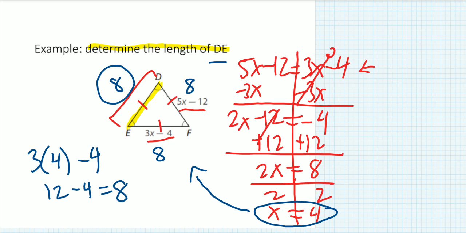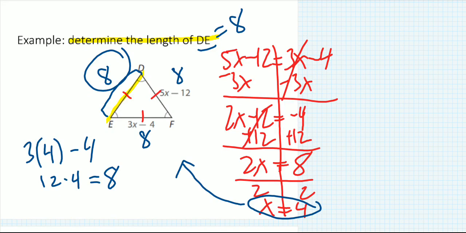Remember, the problem states determine the length of DE, which we just realized is equal to 8. And that there is our final answer. Okay? So we're going to go ahead and move on to the next problem. Okay, let's go ahead with the next example.